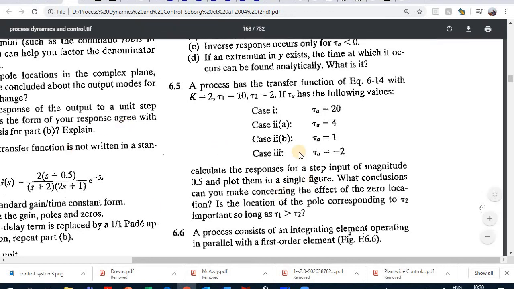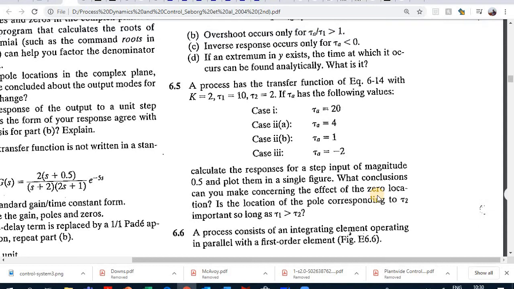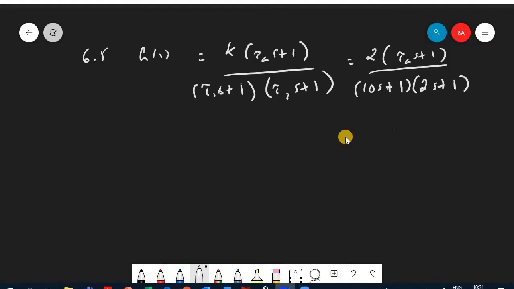So what do we have? In case 1, let me continue the problem. What conclusion will you make concerning the effect of the 0? So we're going to talk about the effect of the 0, whether dominant or negligible, and then we're going to say undershoot or overshoot or negligible. Is the location of the pole corresponding so long as... Don't worry about that part. Okay, so for case A, tau a is equal to 20.